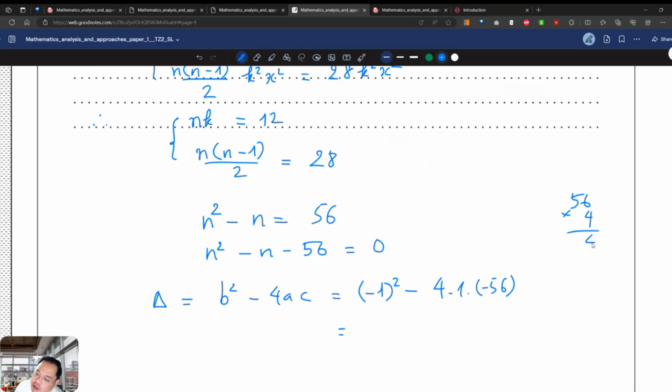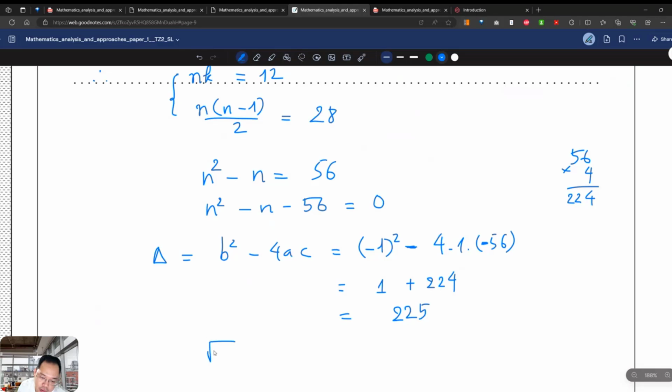56 times 4. Wow, a little bit complicated. 6 times 4 is 24, remembering 2, 5 times 4 is 20, plus 2 is 22. Okay, so 224 plus 1 here, because multiplying with the negative sign, we have a positive sign. 1 plus 224, the sum is 225. The square root of the discriminant delta here is the square root of 225, which is 15.